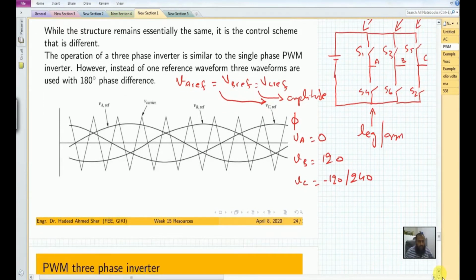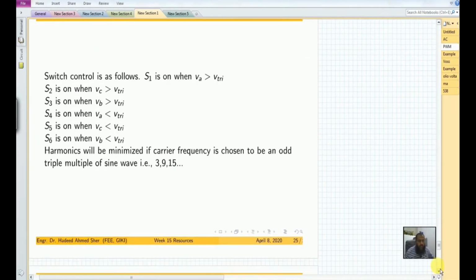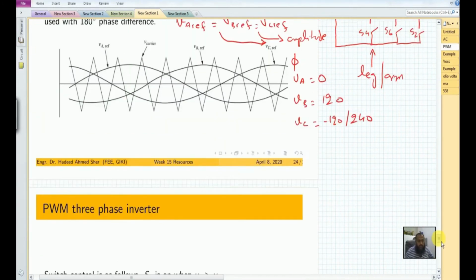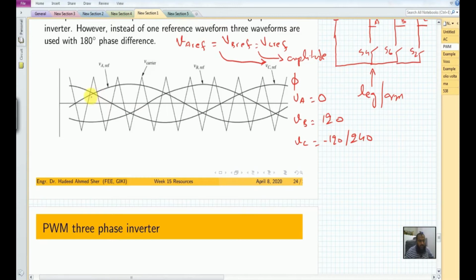If I move further, the switching control is as follows. If V of A is greater than V triangle, then we turn on switch S1. See here, this is VA reference. For the time when VA reference is greater than the triangular waveform, we have S1 on. So during this particular time instant, VA reference is greater than V triangle, so we are turning on the switch S1.